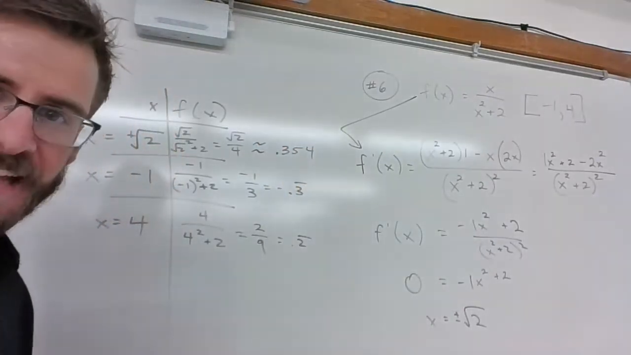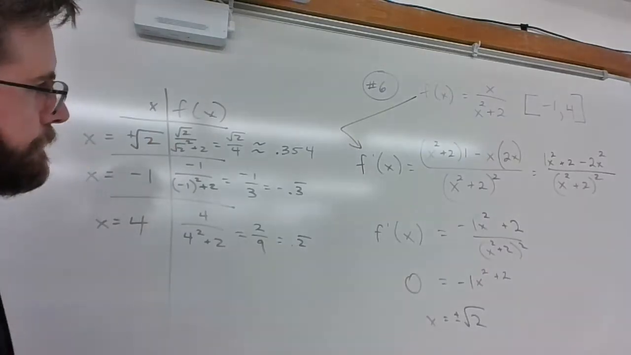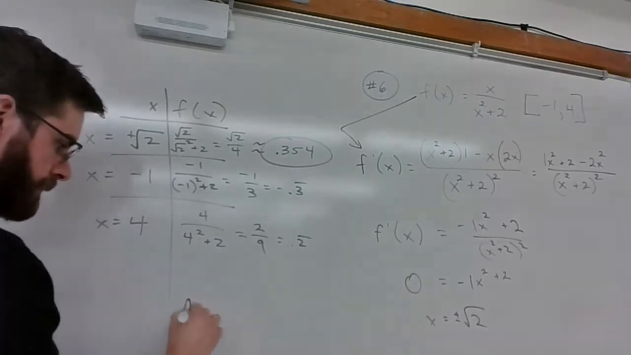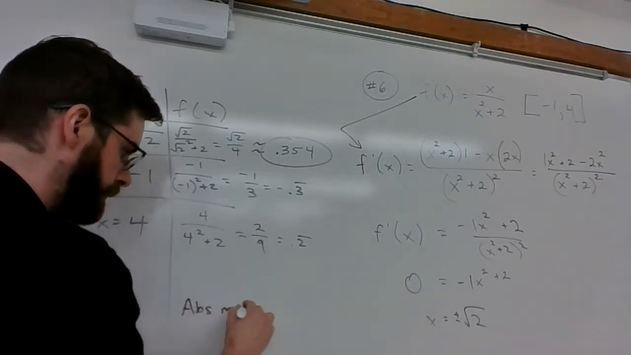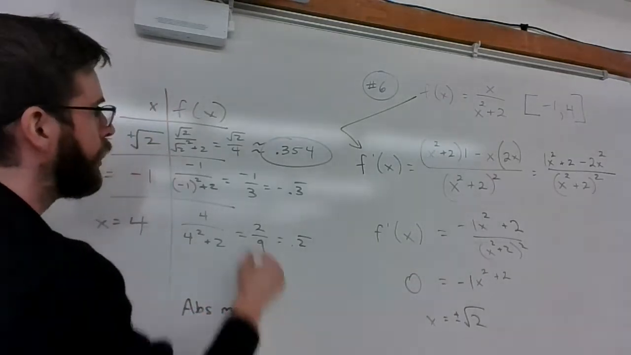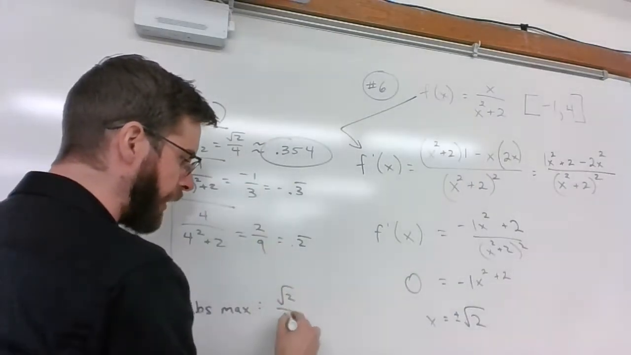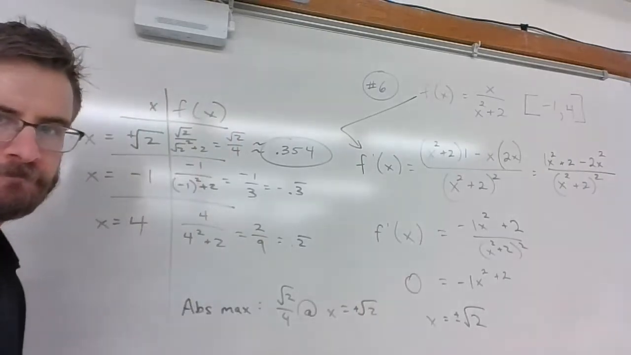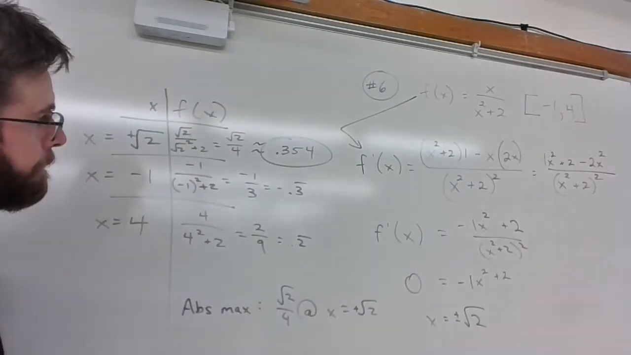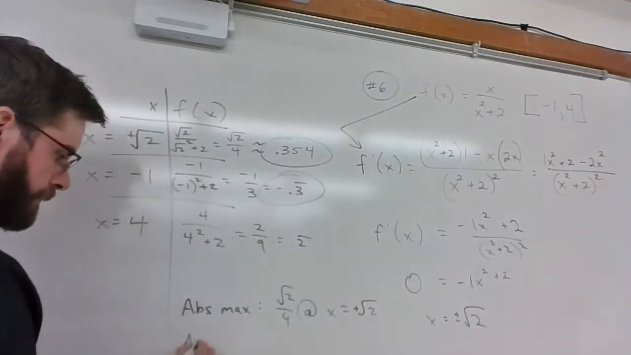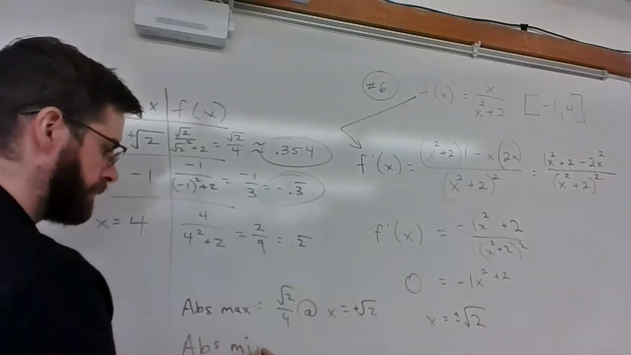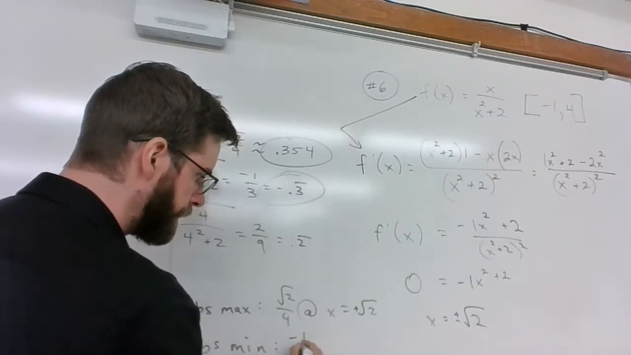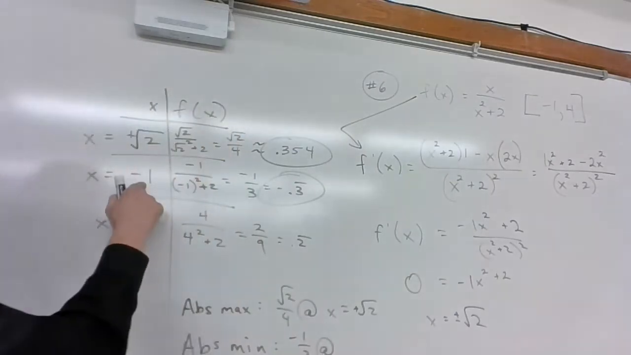So, what is the absolute max? The absolute max is root 2 over 4 at x equals positive root 2. What's the absolute min? Is negative 1/3 at x equals negative 1.